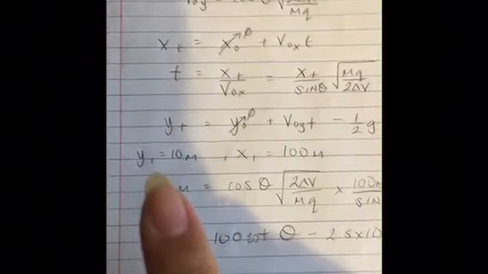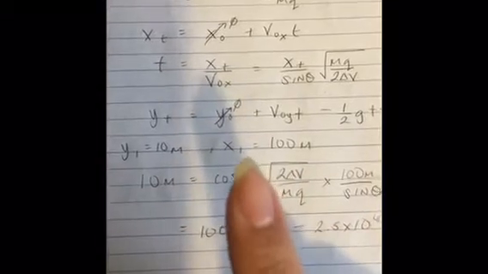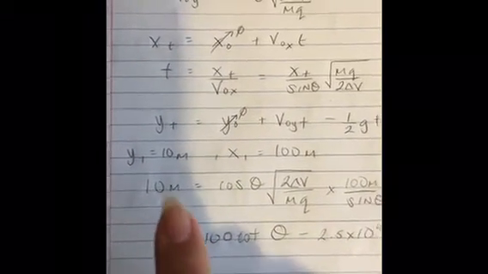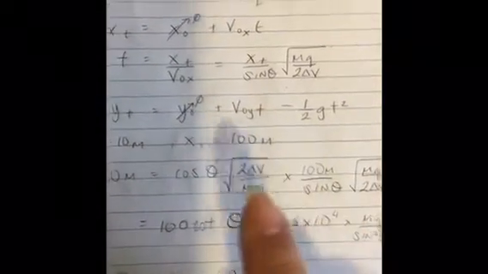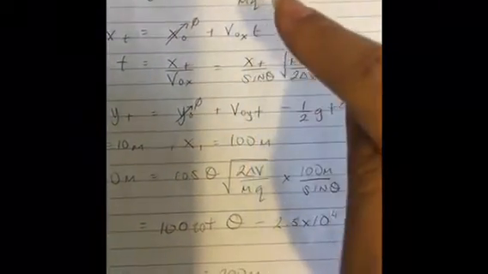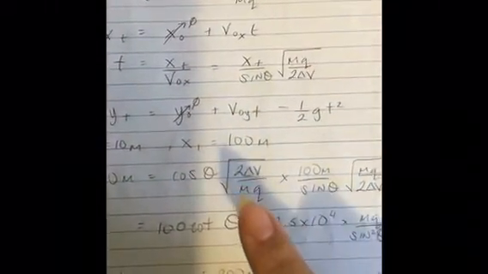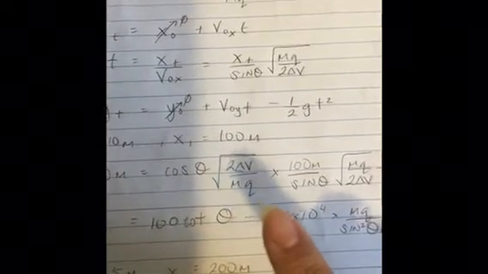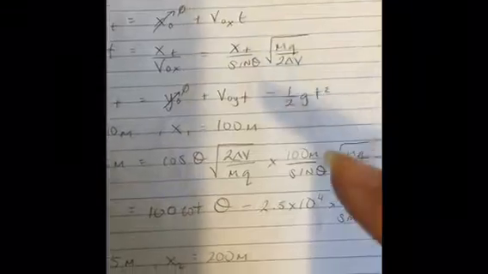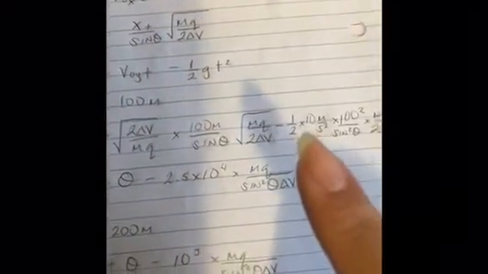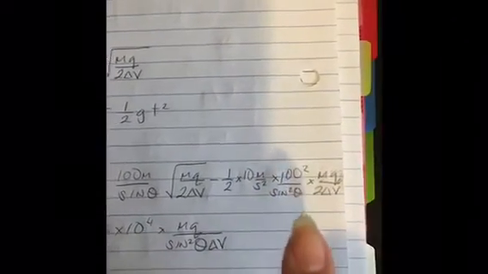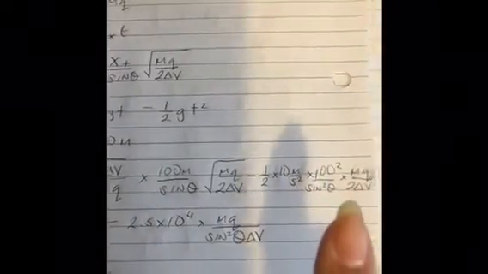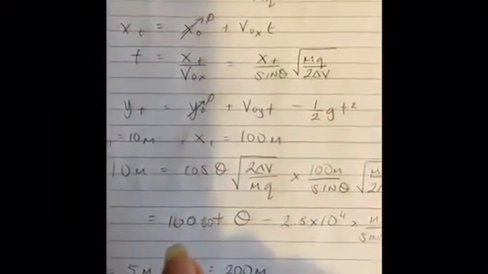Using the given information from the extra credit, I was able to plug in y1 and x1 for the first equation. So y1 is the 10 meters and x1 is the 100 meters. Plugged it in for this right here, multiplied by the time minus 1/2 g and then t squared. And this was my answer.